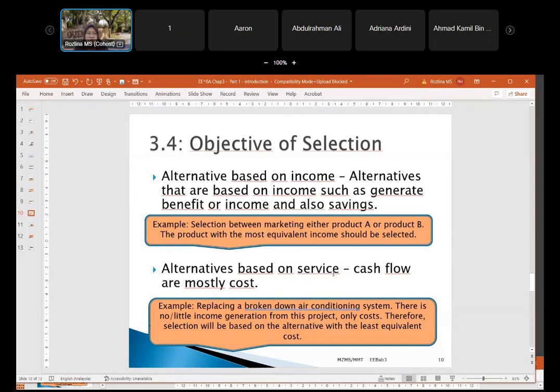Alternative based on service. Cash flows are mostly costs. For example, replacing a broken down air conditioning system. There is little income generation from this project. It is only cost, no income. But you want to see the alternative with the least equivalent cost. You still have the service cost, but which one is the best? So you have to select which one is the least equivalent cost.